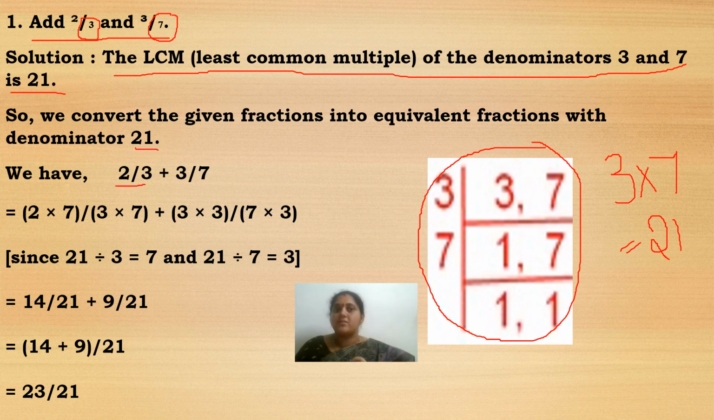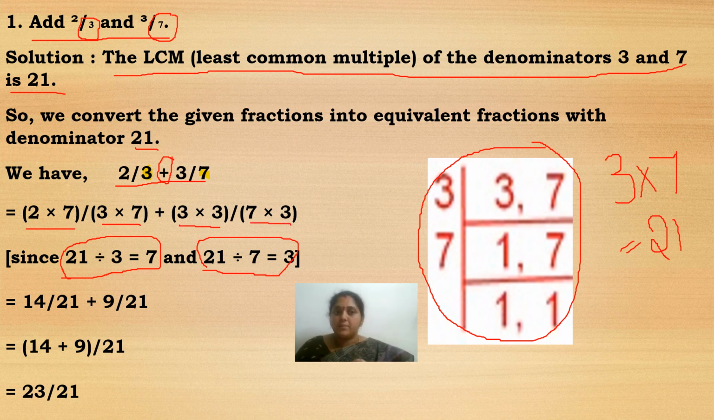What we are doing here, 2 by 3 plus 3 by 7. Now we are doing addition. So for doing addition, we have to convert our denominators to 21, right? Now how are we going to convert this to 21? We have to see in the 3 table how many times we get 21. Since 21 divided by 3 is 7, we have to multiply the first fraction with 7, that is 2 into 7 and 3 into 7. And for the second fraction, 21 divided by 7, you will be getting 3. Now the second fraction should be multiplied by 3, that is 3 into 3 and 7 into 3.